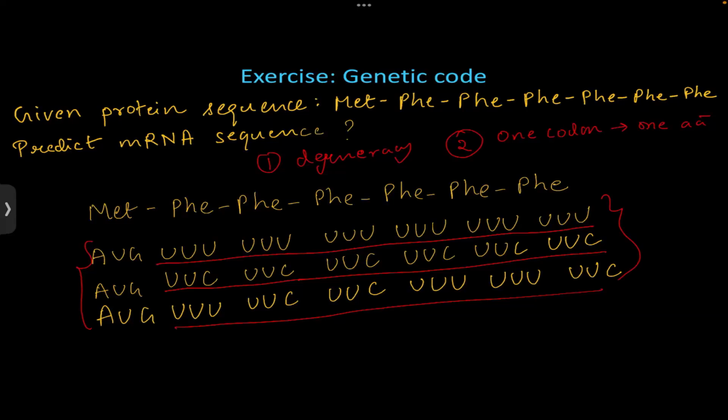So these two things we should keep in mind while doing this kind of exercise, where we are predicting one sequence when the other sequence is given, right? These two important things you should remember: codons are degenerate, meaning one amino acid can be coded by more than one codon, and one codon can only code for one amino acid. Okay.